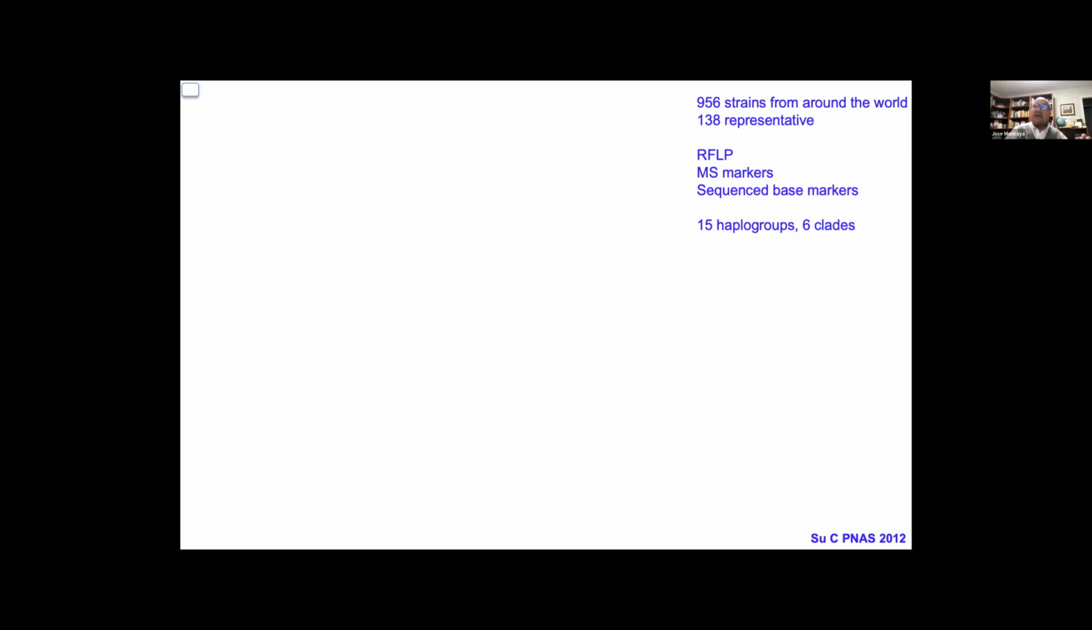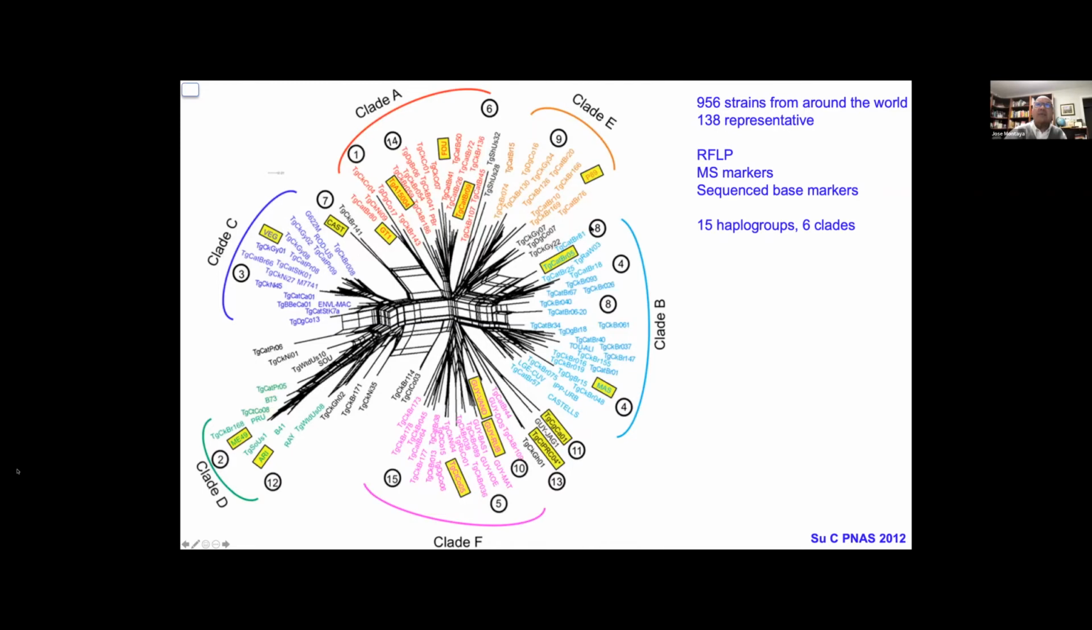And they were very clever. They used several different genetic methods. They used the restriction fragment length polymorphism, the RFLP, but they also used microsatellite markers to complement the findings of the RFLP, and they used sequencing to find exactly where each strain fell. And they found that actually there were 15 genetic types, so-called haplogroups, and you could group them in 6 clades. So you can see here how the type 1 strain is in the haplogroup 1.